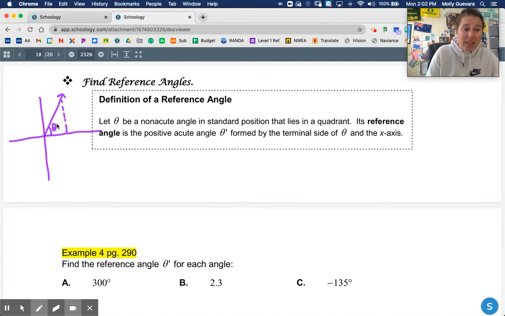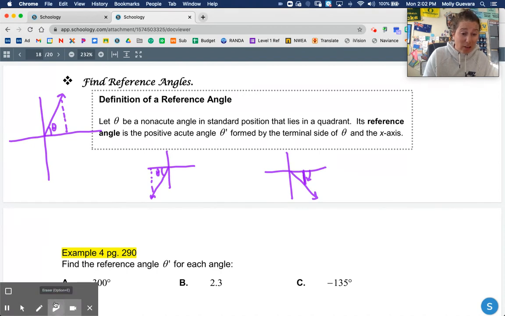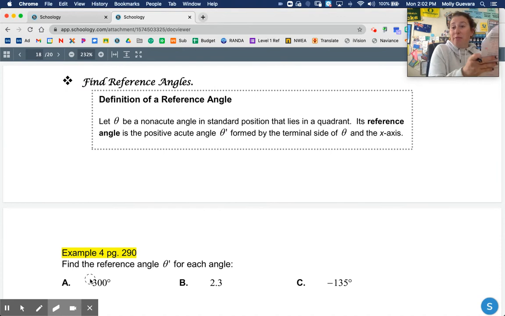So in this case, that's theta. If I have another example like here, I'm always going to the x-axis. So that's the reference angle. If I have something that's going in the negative direction, that's still your reference angle, going to the x-axis. So it's always the angle that goes to the x-axis. It should never be greater than 90 since it's always an acute angle. So we're just going to do some quick practice on how you find the reference angle.